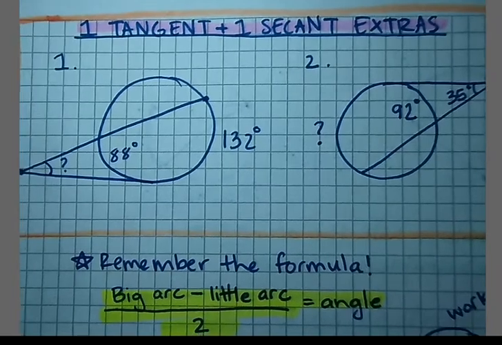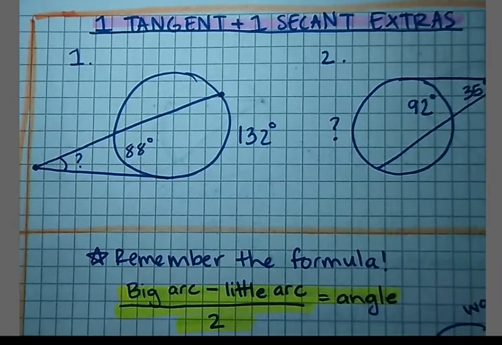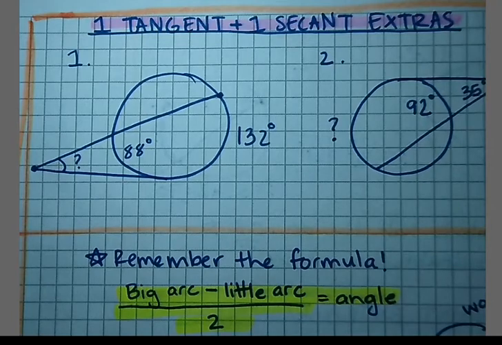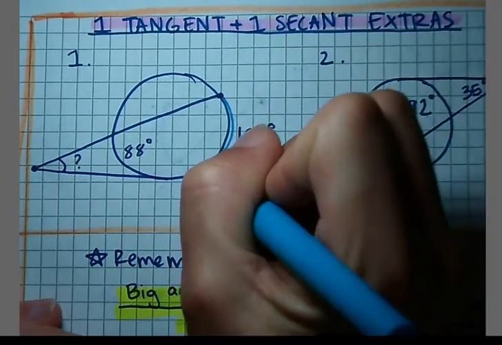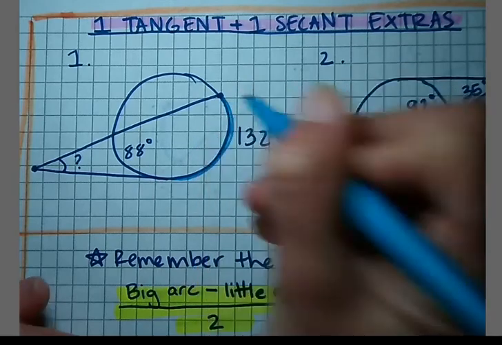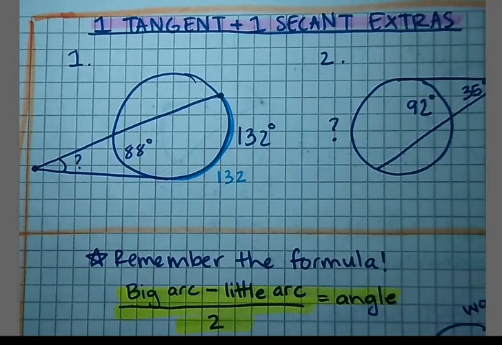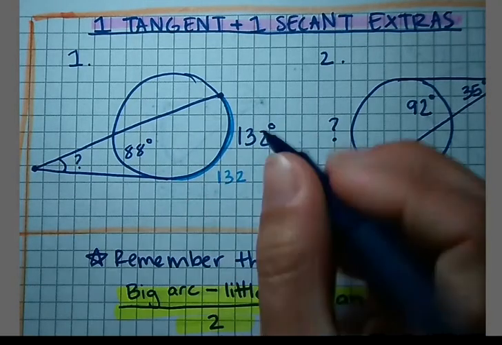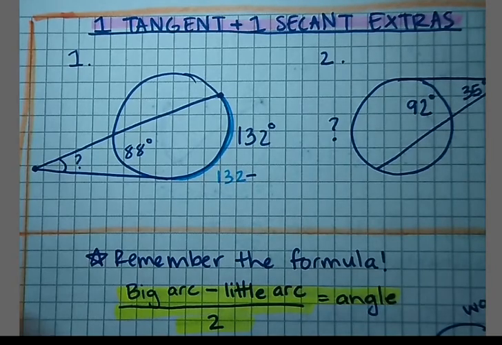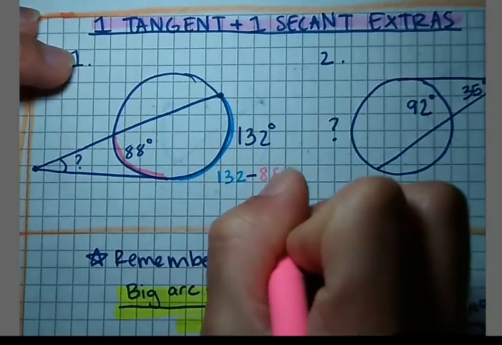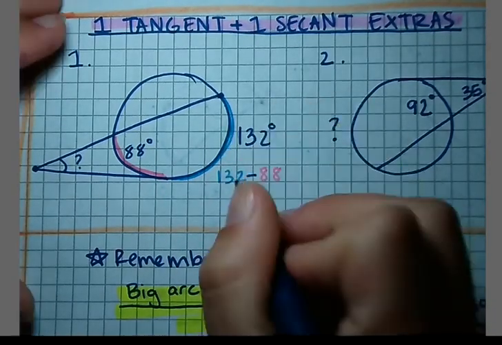So let's work some more problems. This is with one tangent and one secant, and this is the big formula that you have to remember: big arc minus little arc divided by 2 equals the angle. The first thing, we're going to look at the big arc, which is this. So we're going to do 132, and then subtract the little arc, which is this, and that's 88. And then divided by 2, and that will give us the angle on the outside.